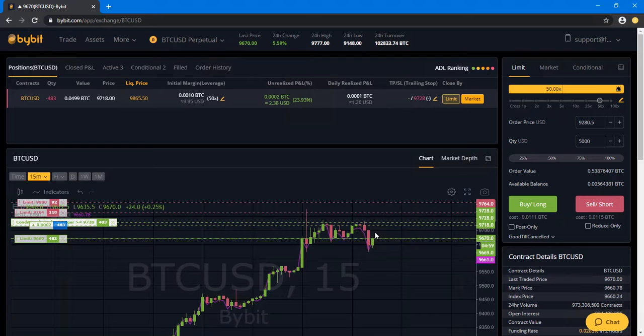Is it frozen? I don't know. 669. So anyways, we're about a dollar from the actual price. If that dips down a little bit, we're going to close that order out and just take that profit of 23% at 50x leverage.